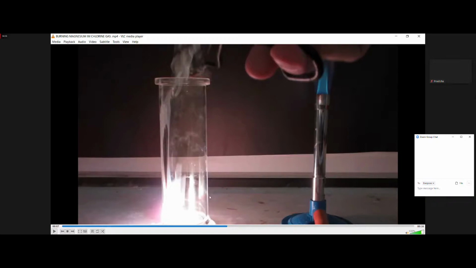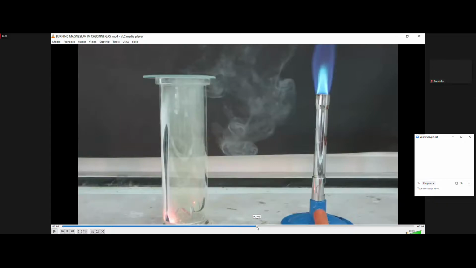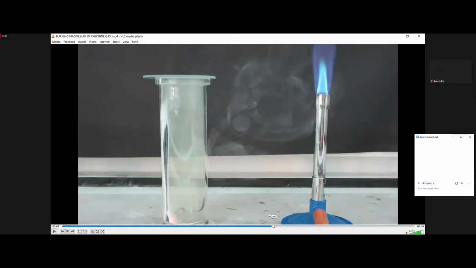Okay. Second observation, I want you to pay particular attention to the, can you see that? Magnesium burns in chlorine to form magnesium chloride. The residue is white in color. Okay? Alright, you can see that, that's your residue there.